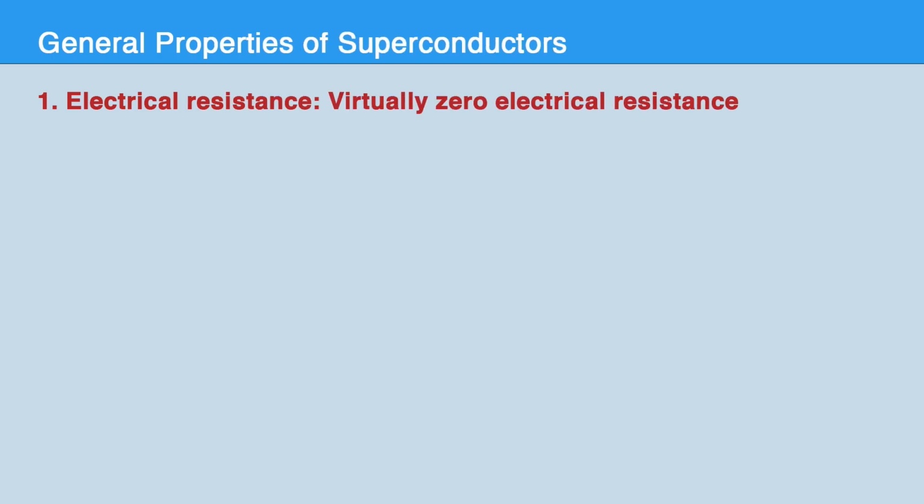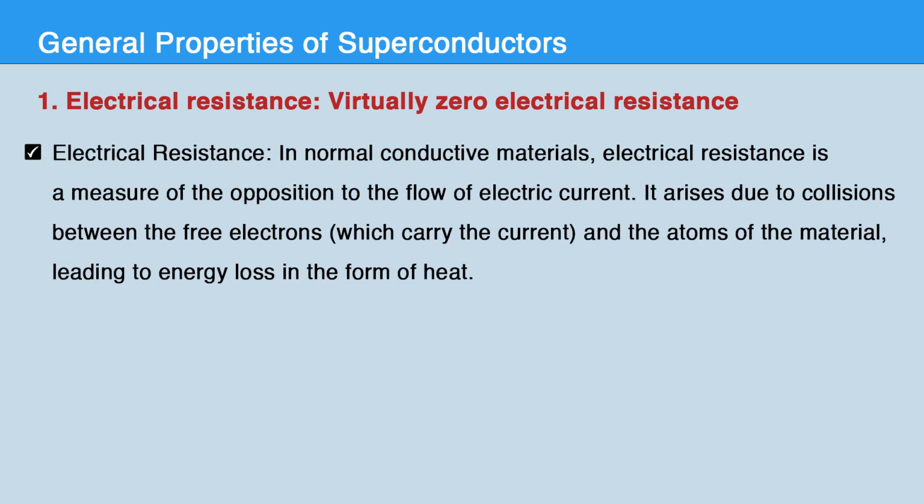For the general properties of superconductors, first is electrical resistance. Let us understand normal electrical resistance. Electrical resistance in a normal conductive material is a measure of the opposition to the flow of electrical current. It arises due to collisions between the free electrons and the atoms of the material, leading to energy loss in the form of heat.